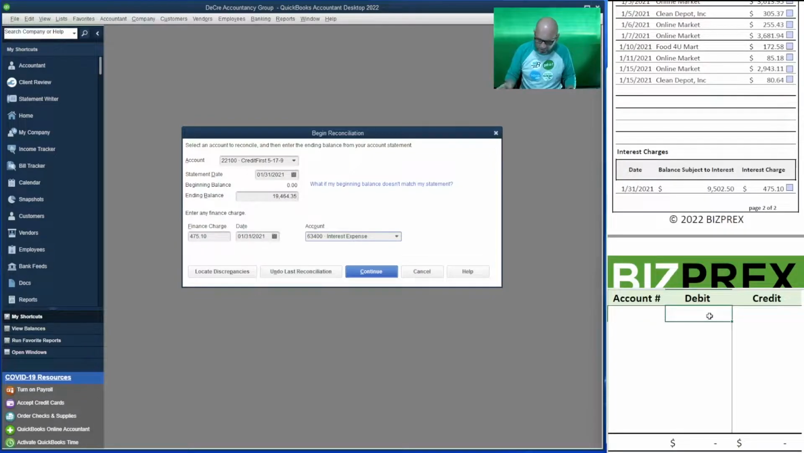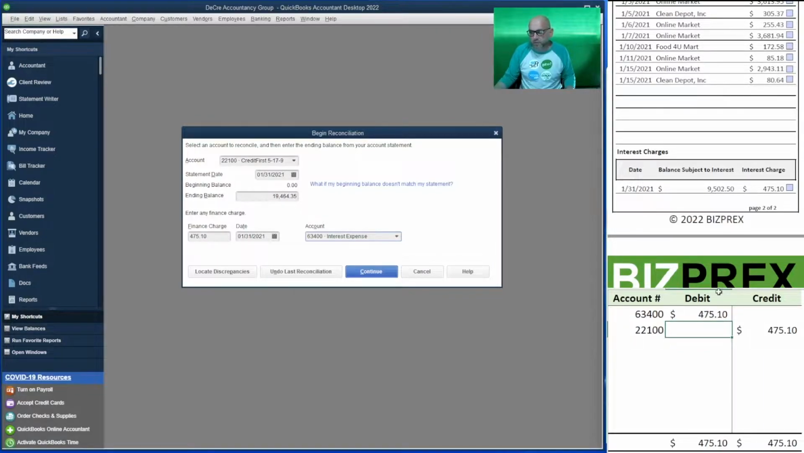So let's work it backwards, right? We know we're booking this amount, 475.10. One is credit, one is debit. Doesn't matter, we can switch it. One of those is going to be our interest expense. Expenses go up when debited. So here it is, 63400. The other account must be our credit card account, right here, because liabilities go up when credited.